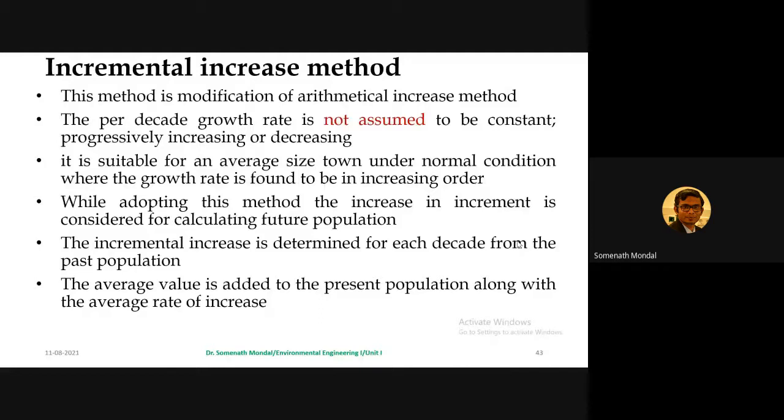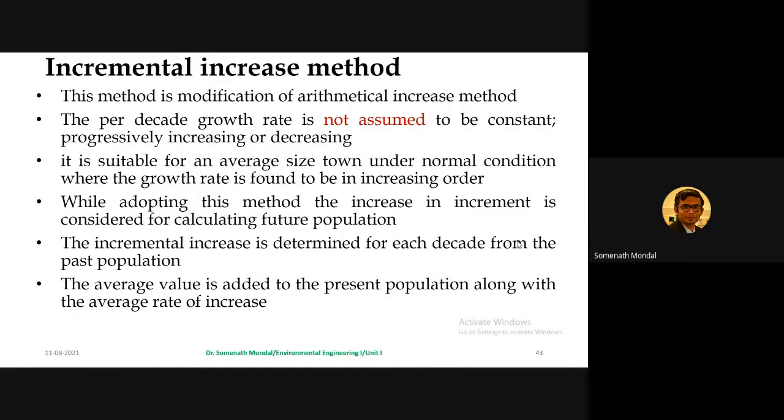In this case, the per decade growth rate is not assumed to be constant. It is progressive, so it might be increasing or decreasing, but that is considered. The growth rate is not assumed to be constant, which is very important to remember here. While adopting this method, the increase in increment is considered for calculating future populations. Obviously, if you are not considering the growth rate to be constant, then you need to consider the increase.